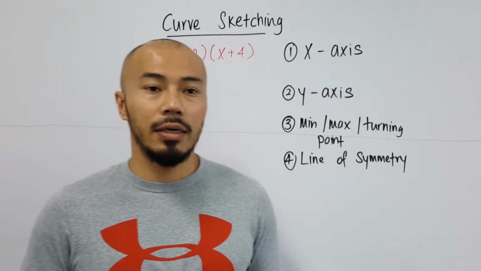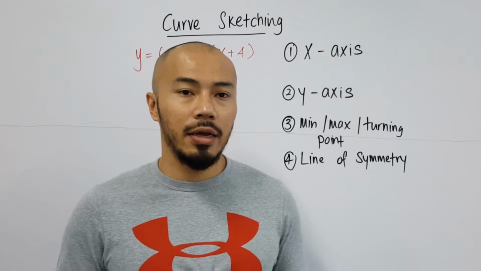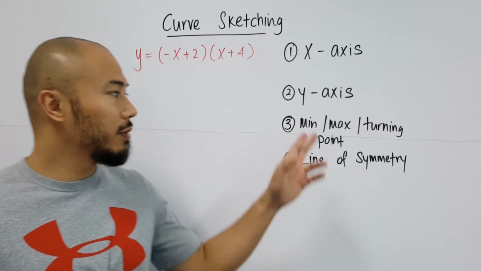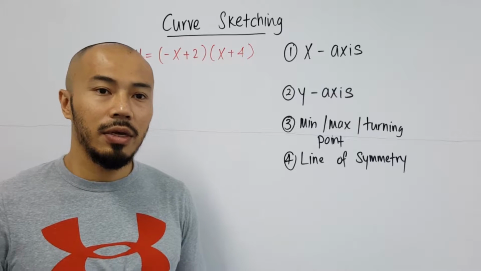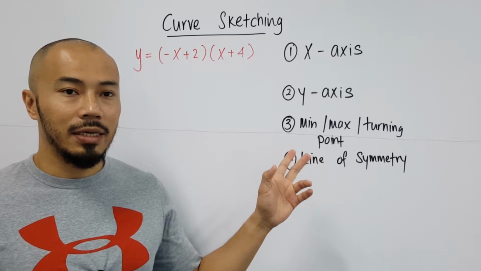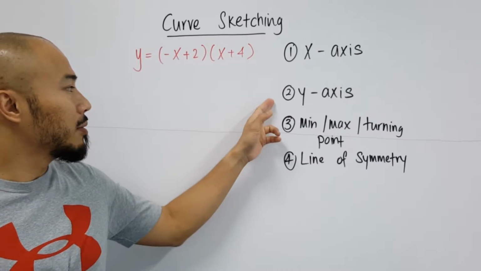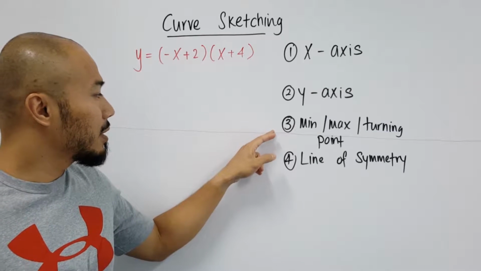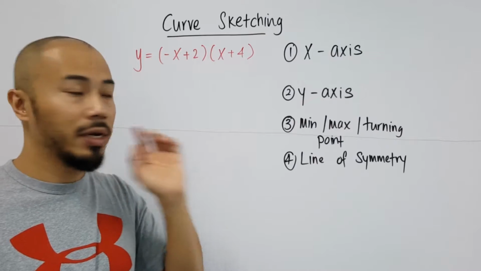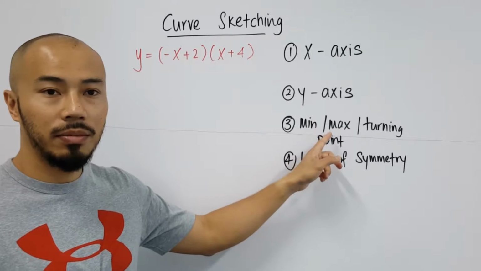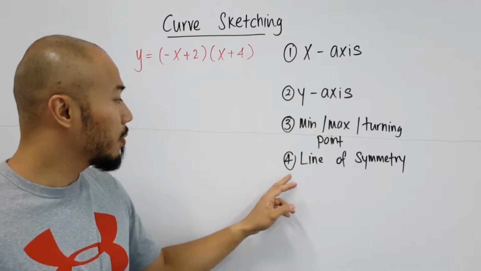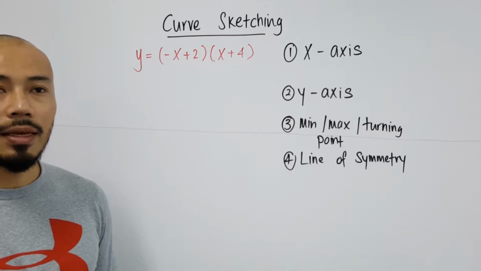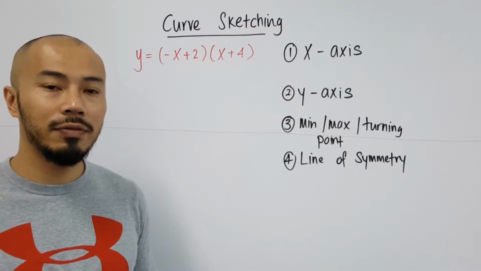Okay, this is covered in Sec 3, and in curve sketching there's 4 simple steps that we need to remember. The first one is the x-axis. We need to know what happens at this x-axis. Number 2 is the y-axis. We need to know what happens at the y-axis. Number 3 is we need to find the turning point, or the minimum or maximum point. And lastly, we need to know how to find the line of symmetry. These are the 4 features that we need to know in doing curve sketching.